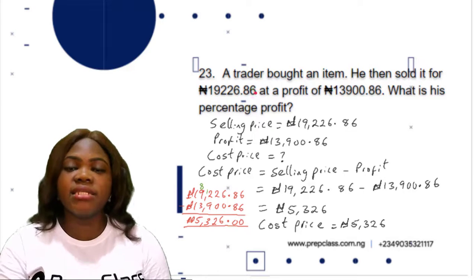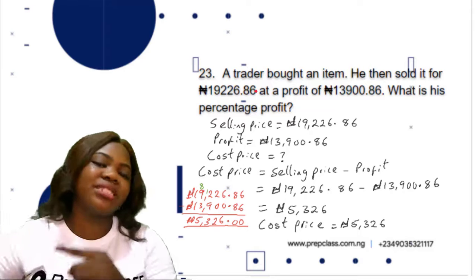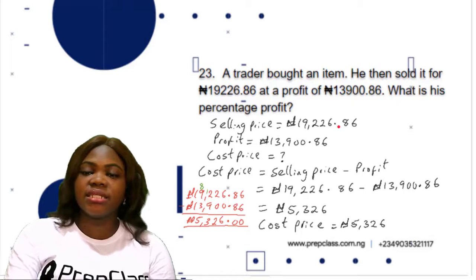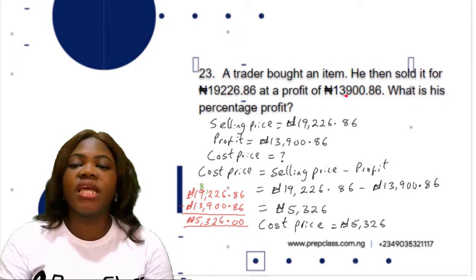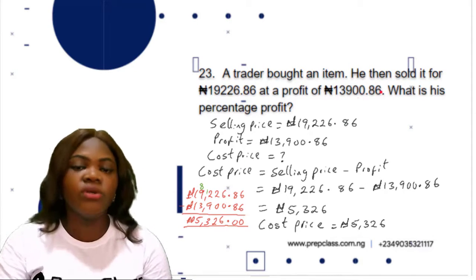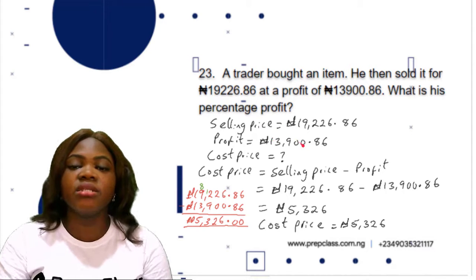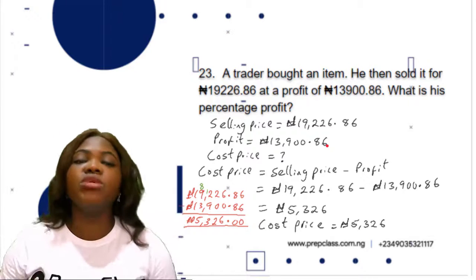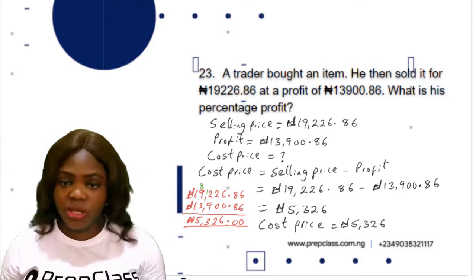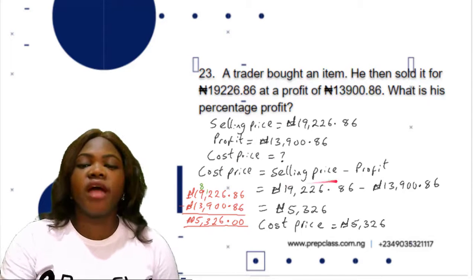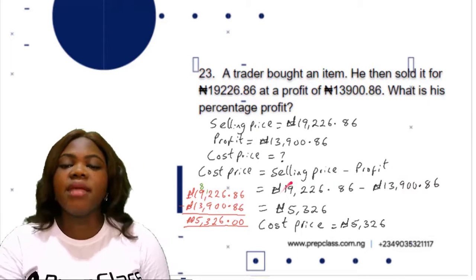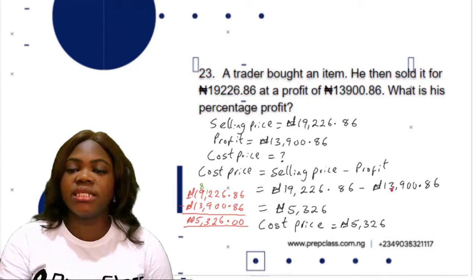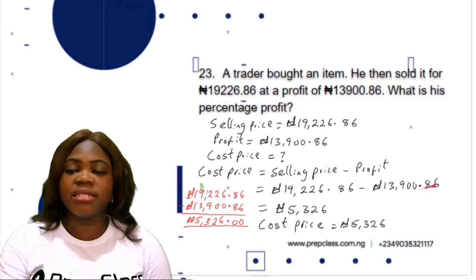19,226 naira 86 kobo. So this is the amount he sold it. That's the selling price. The profit is 13,900 naira 86 kobo. What is his percentage profit? To find the percentage profit, we need to know the cost price, and the cost price is not given. So to find the cost price, we have to do selling price minus profit. Selling price is 19,226 naira 86 kobo minus the profit, which is 13,900 naira 86 kobo.